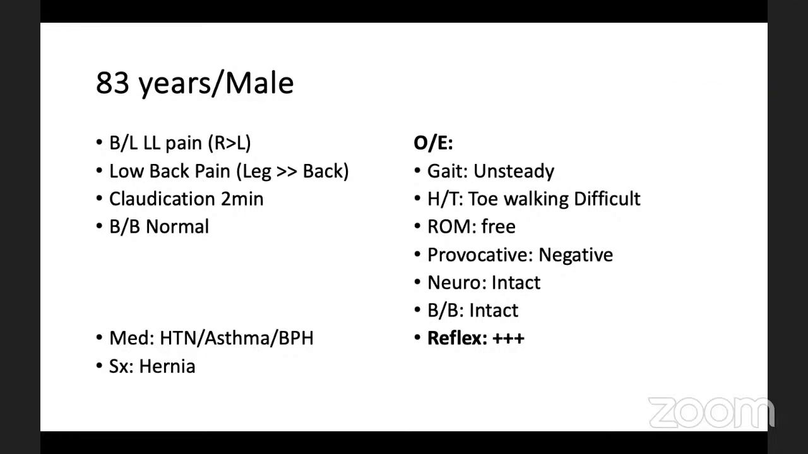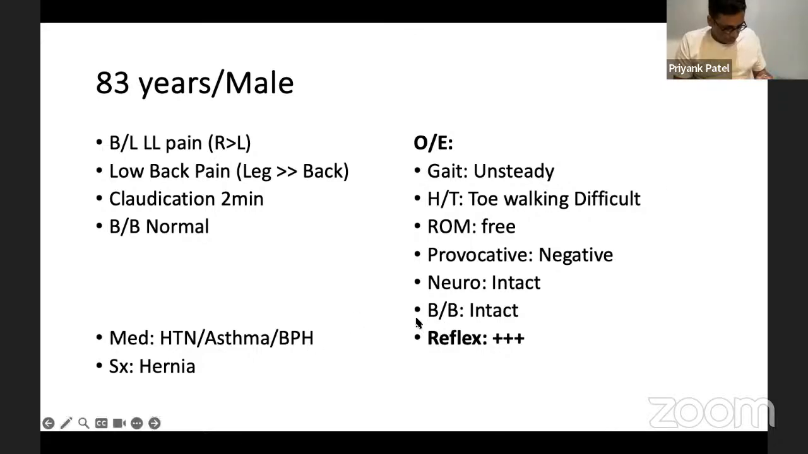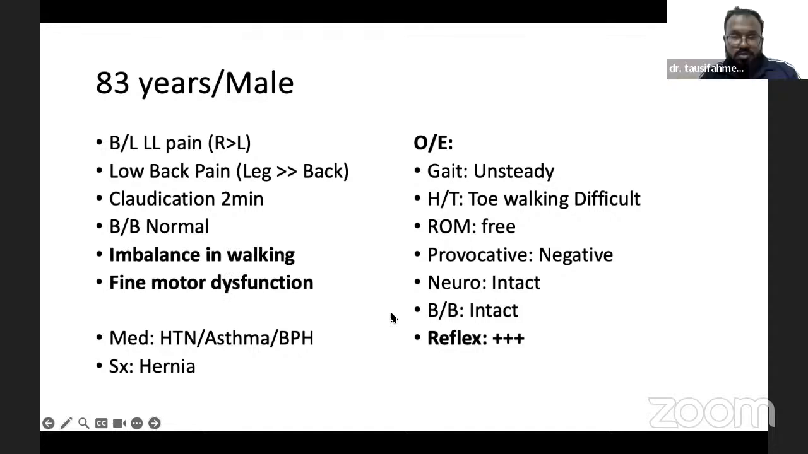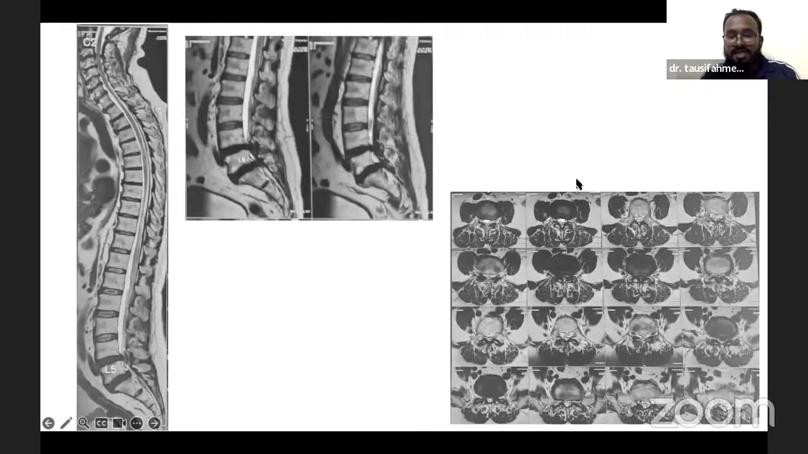Yeah. So Kaushik, can we have the MRI over here? As Dr. Priyank correctly mentioned, reflexes were brisk, and on detailed history, he was complaining of imbalance in walking and fine motor dysfunction of the hand. So this is the MRI for you.